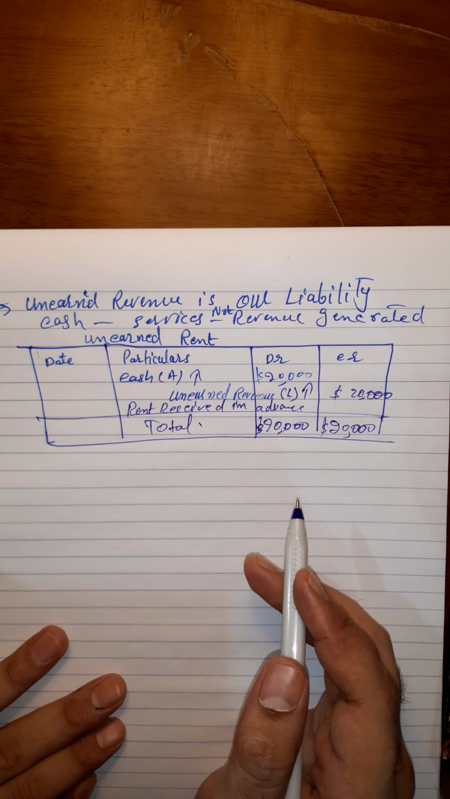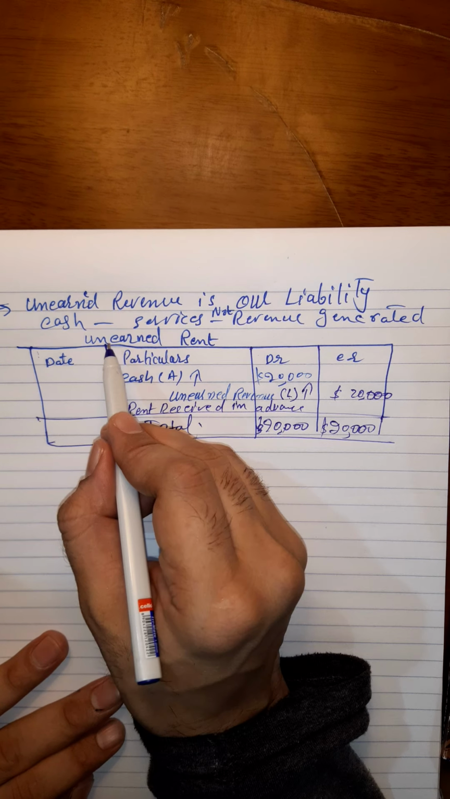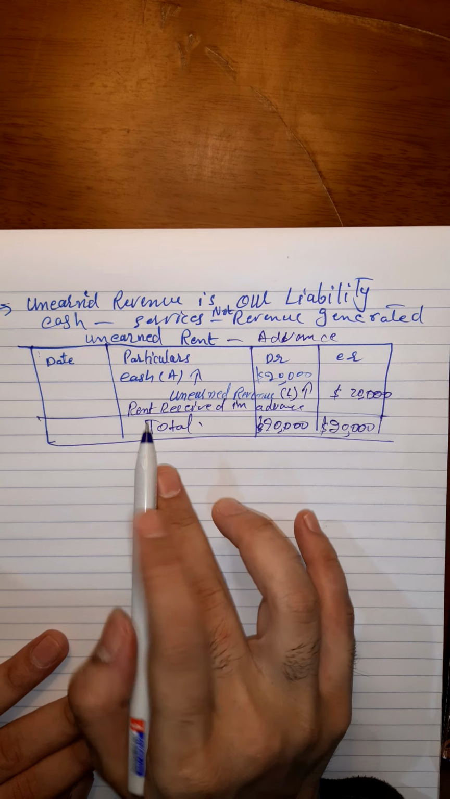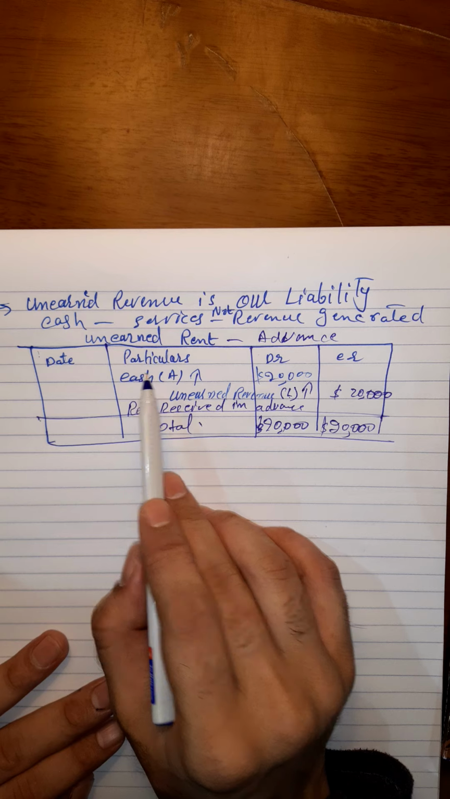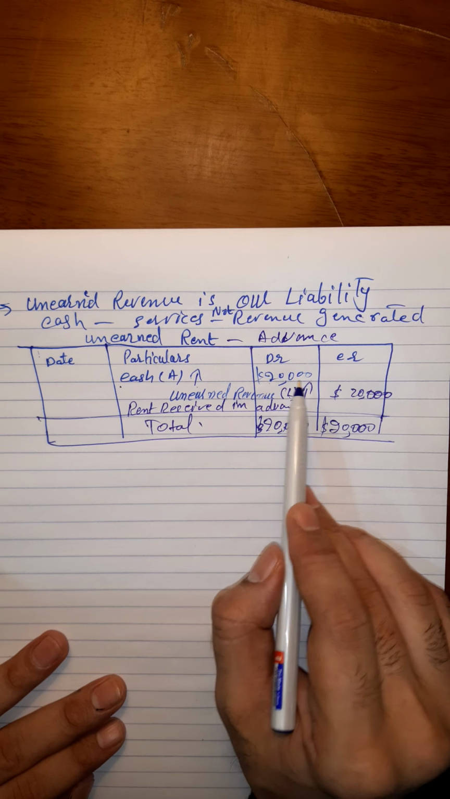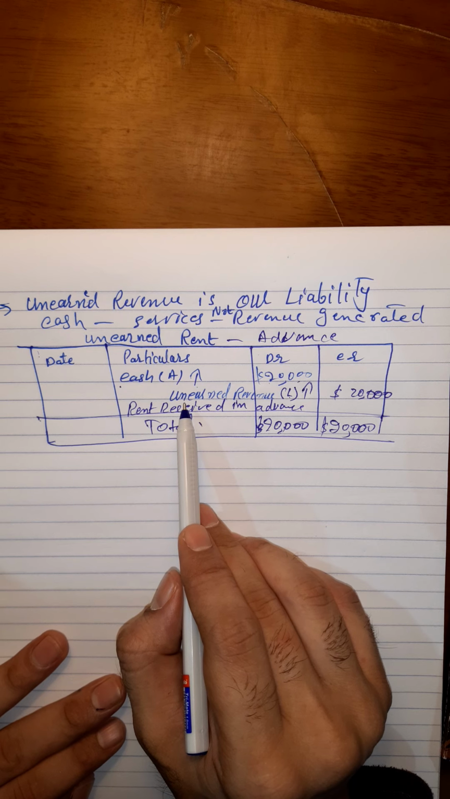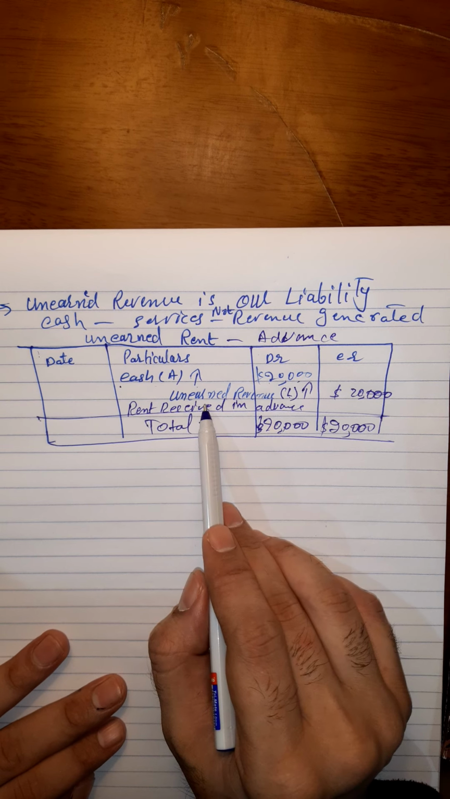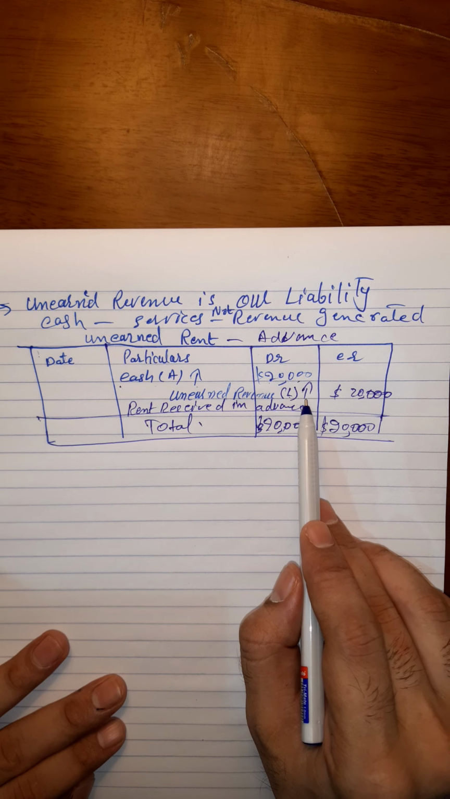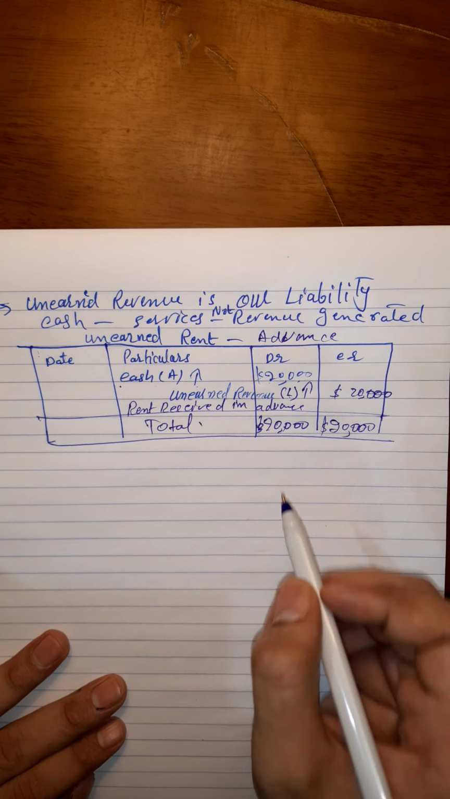Friends, I am giving a small review again. We received the rent in advance, which is our unearned rent, and this is our unearned revenue. We received the cash, so asset increases. When asset increases, our asset will debit, therefore cash debit. And unearned revenue is our liability. Liability is increasing, so when liability increases, it will credit. Unearned revenue credit.